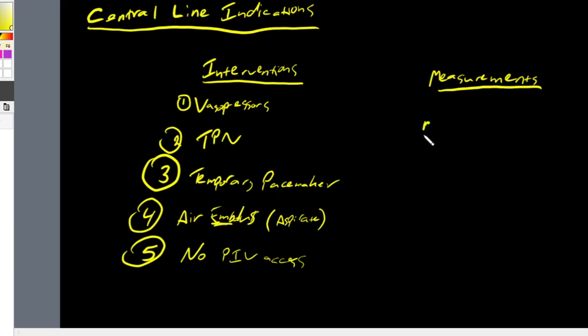Now, there are two measurements that are indications for a central line. The first one is if you want to monitor the central venous pressure. And that'll give you a good clue as to the fluid status and the volume status of your patient. The second one is if you want to identify your central venous oxygen saturation.